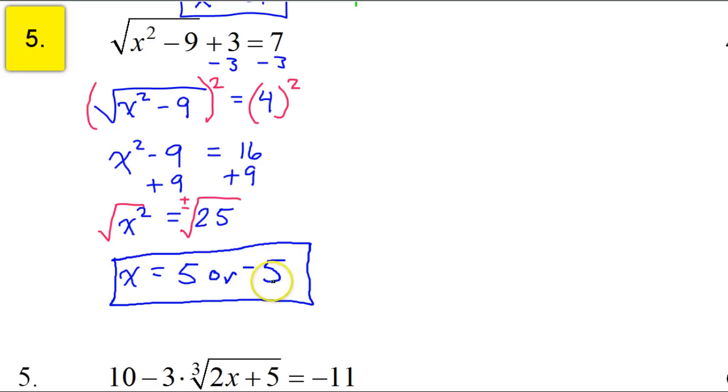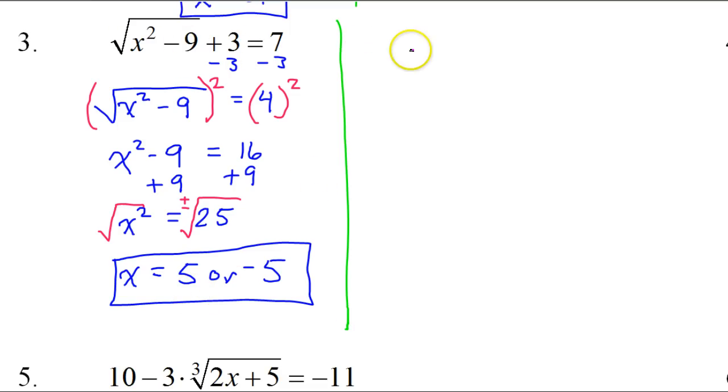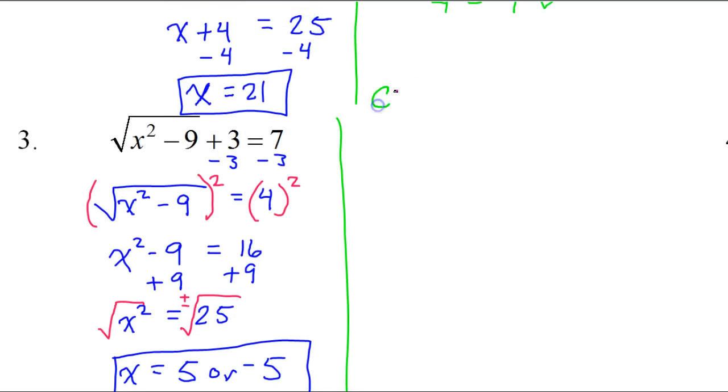Okay, so now all we have to do is check our answer. Please remember, this is not optional. You must check your answer. Alright, so we can check our answer by substituting these values back into the equation. And we need to check them both separately. Let me just label this as check. Alright, so we'll check the 5 first.